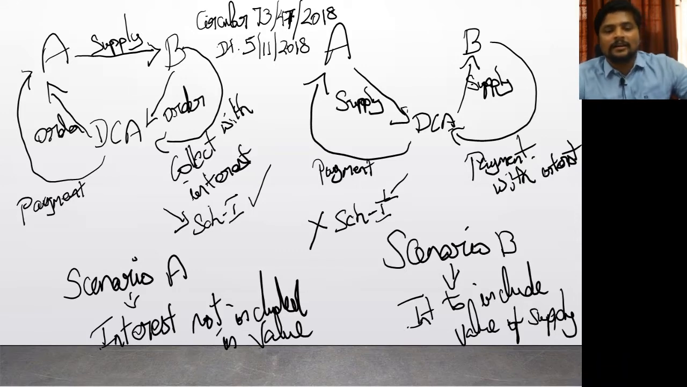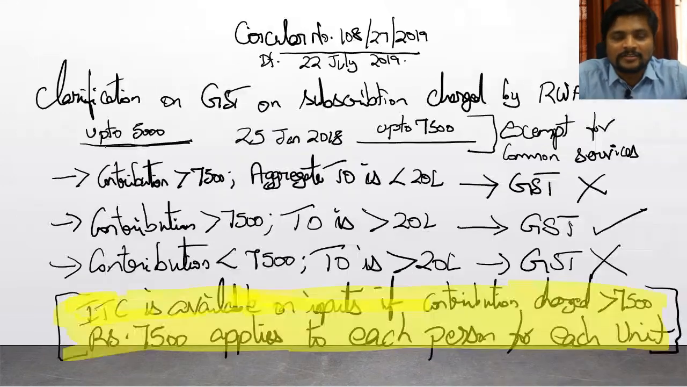Now we are going to the next circular. The next circular is circular number 108/27/2017. This circular was issued on 22nd July 2017. What does this circular say? This circular is issued for clarification on GST on the subscription amount charged by the Residential Welfare Association from its members.